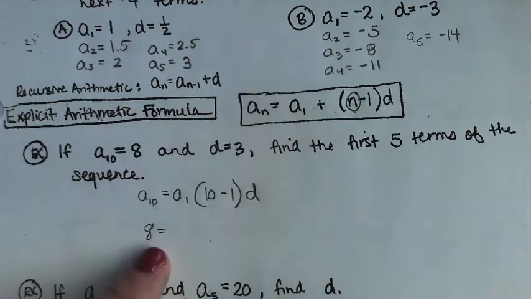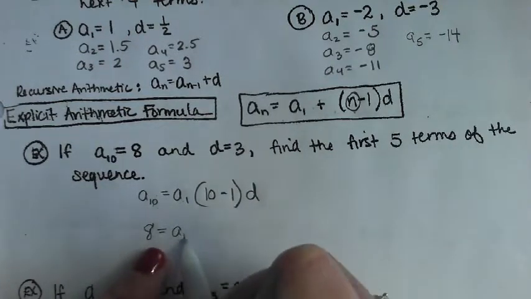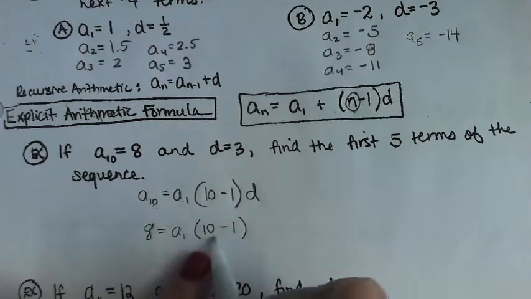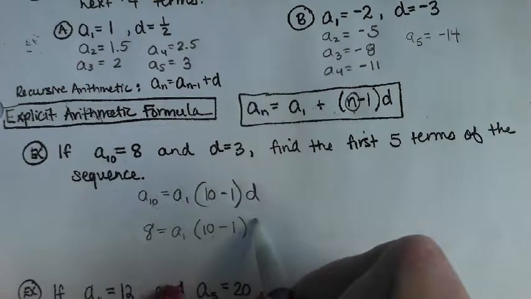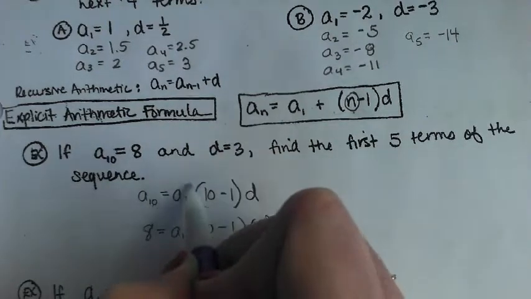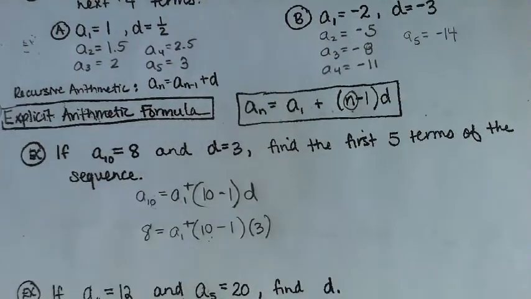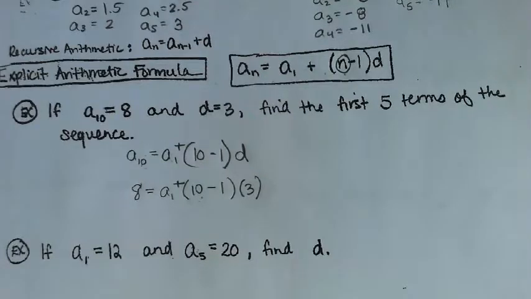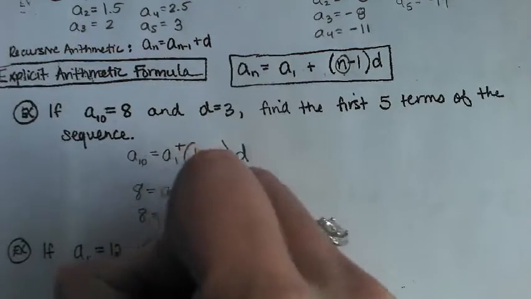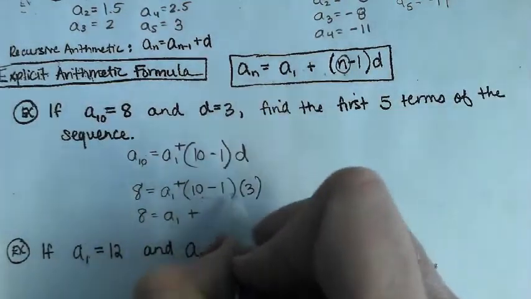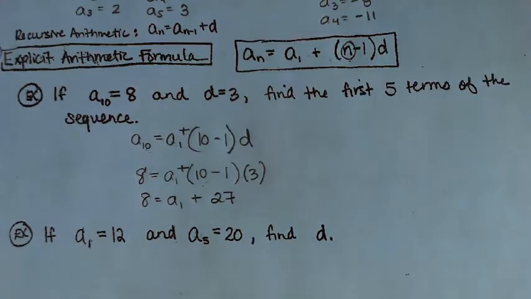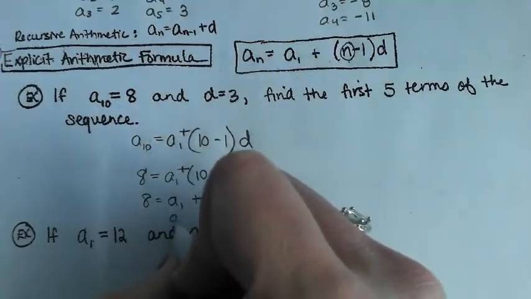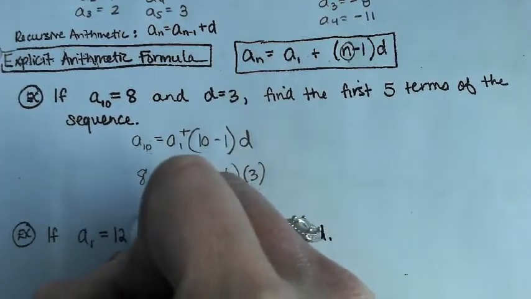Did they give you your first term? No. They did tell us that we were on the 10th term, so we can use n as 10. Did they give you the common difference? It is 3. I forgot my plus sign. Sorry. Plus a sub 1 plus. So now we're just going to solve for the first term. So 8 equals a sub 1 plus 9 times 3 is what? 27. Subtract 27 from both sides. 8 minus 27 is, what is it? Negative 19.